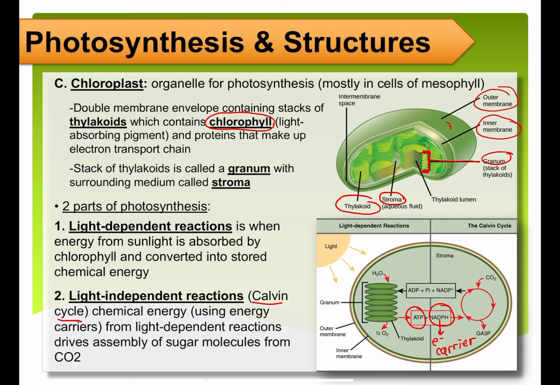This is where chemical energy from the light-dependent reaction will be used to drive the assembly of sugar molecules from carbon dioxide. So this is where carbon dioxide will come into play, and that is why plants need to breathe in carbon dioxide in order to do photosynthesis, because they need carbon dioxide input into the Calvin cycle in order to produce that glyceraldehyde 3-phosphate intermediate we were just talking about to make glucose.